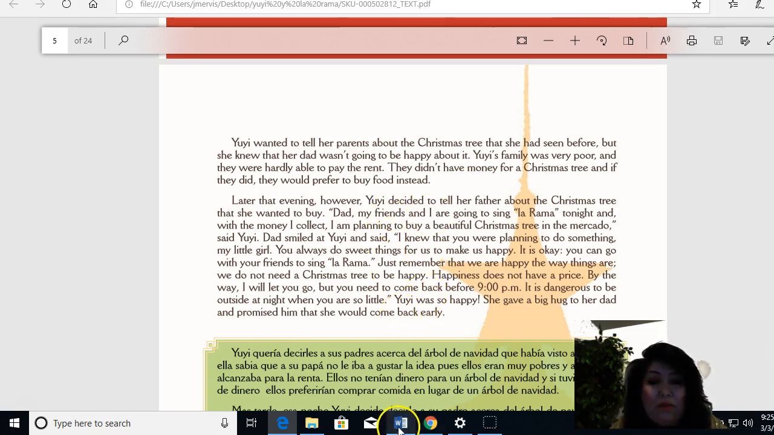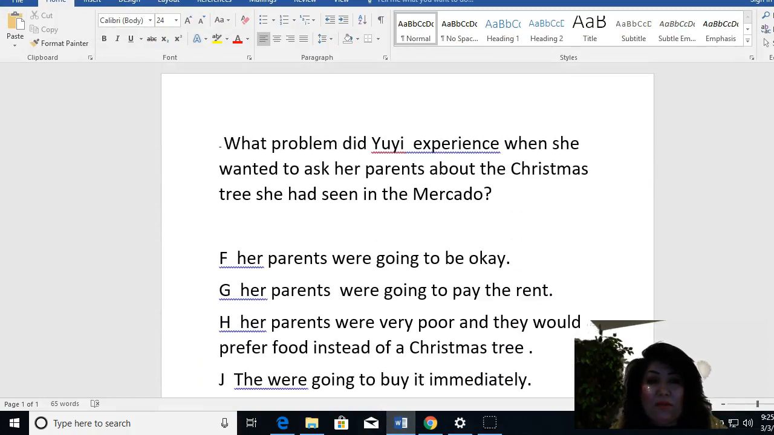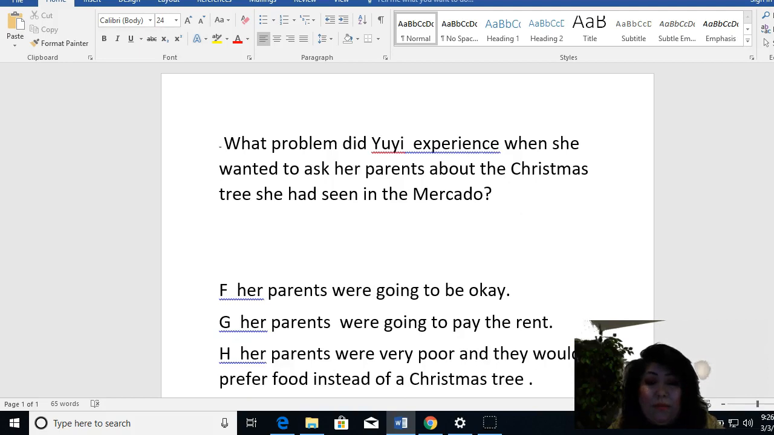Then after that, I want you to see this question right here. What problem did Yuji experience when she wanted to ask her parents about the Christmas tree she had seen in the mercado? So when you read the questions, you need to underline who, what, where, how, when, because that information is important. So here, first you need to identify the STAAR strategy, problem and solution. And I need you to write here, problem and solution. That's going to be your STAAR strategy.